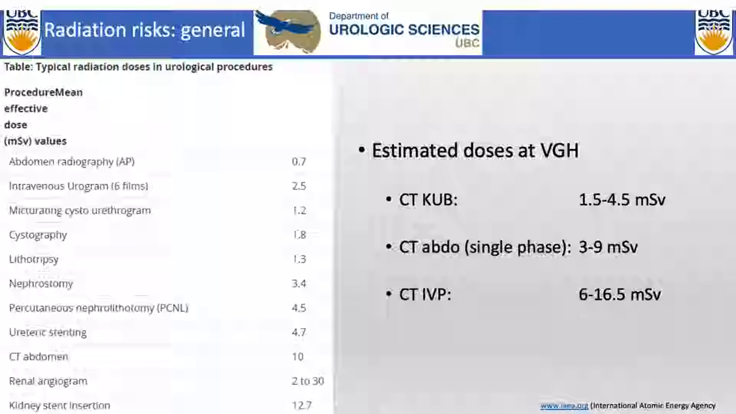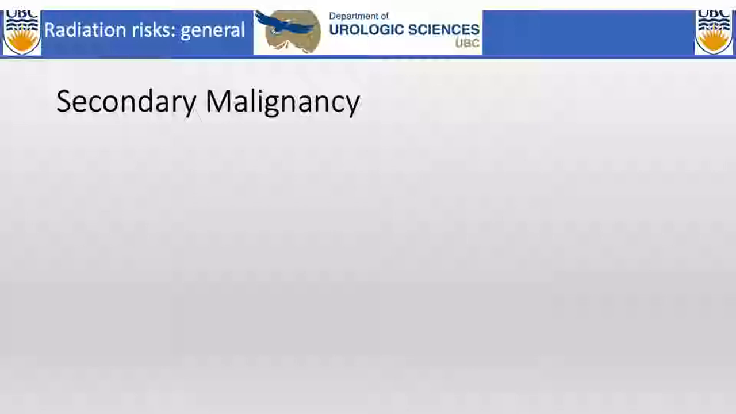An average CT KUB is somewhere between 1.5 to 4.5 millisieverts. A CT abdo is increased, 3 to 9, and a CT IVP, obviously with multiple phases, up to 16.5 millisieverts per CT scan. These numbers will start making a little more sense when we talk about the basics for us as urologists in radiation safety.